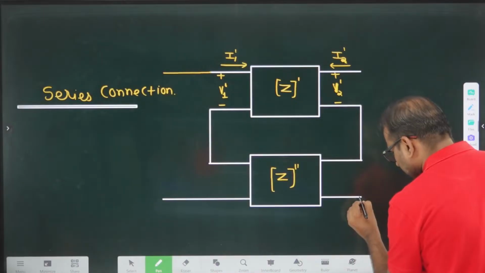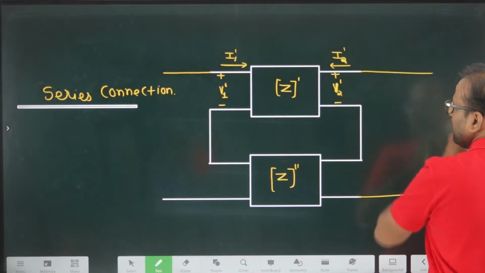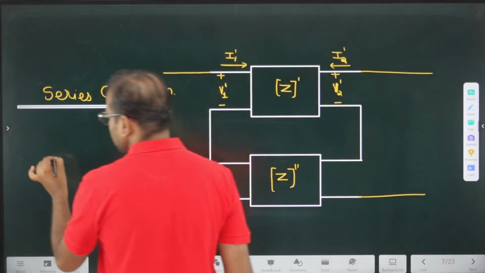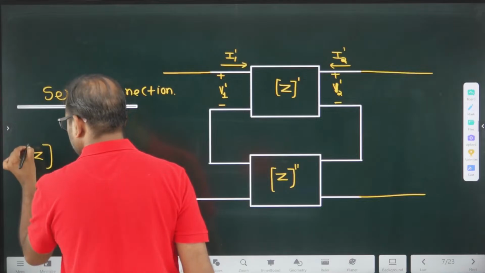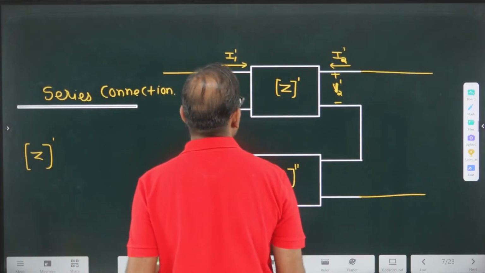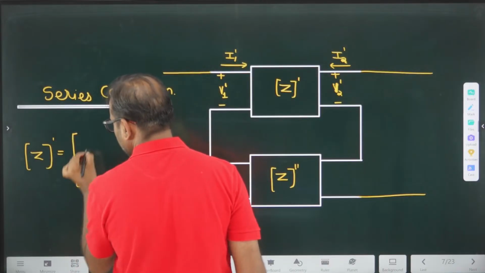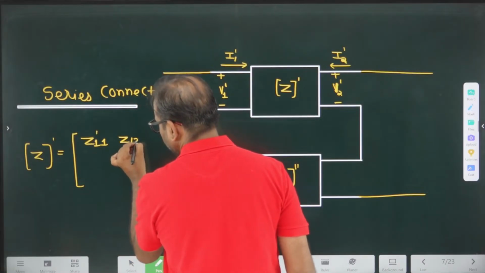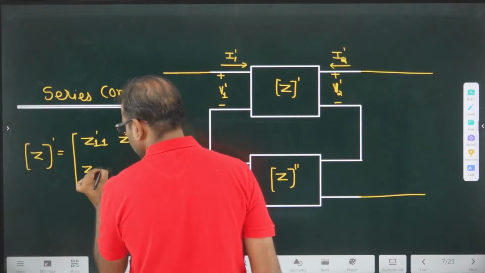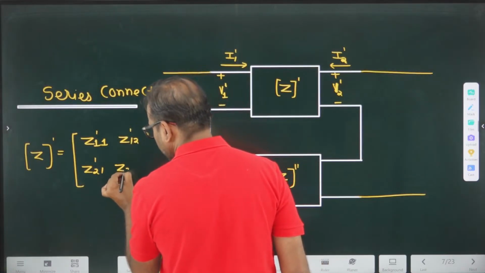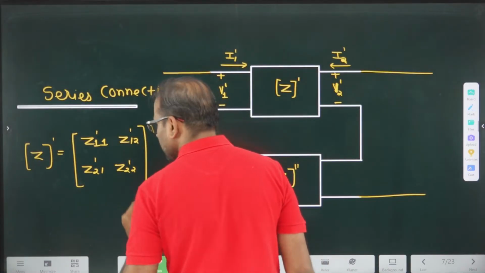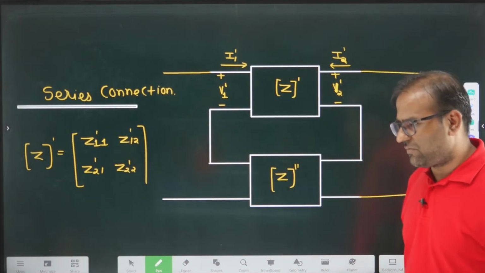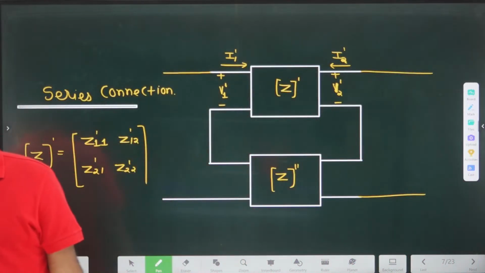And let's extend this. तो ये पहले टू पोर्ट पैरामीटर के बारे में है. And the Z parameter for the first two port network is, let's say this is Z prime, and this value is given by Z11 prime, Z12 prime, Z21 prime and Z22 prime. These two port parameters are given for the first network, and we can write these parameters by this rule. What is next?